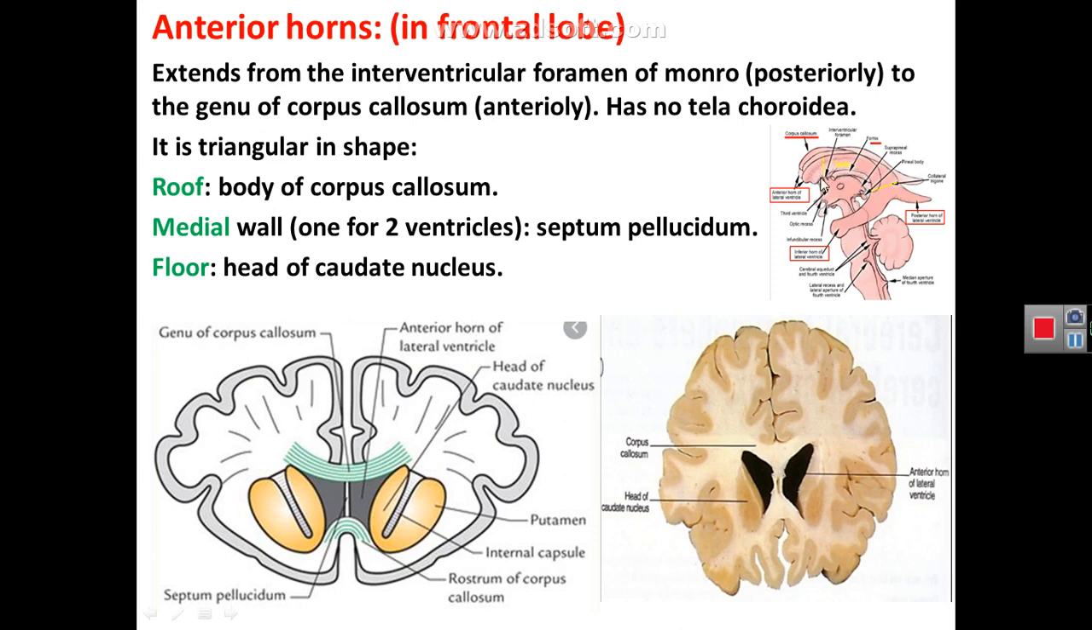The anterior horn of the lateral ventricle lies in the frontal lobe anterior to the interventricular foramen, extending till the genu of the corpus callosum. Because the tela choroidea reaches the interventricular foramen, the fold of pia then returns back posteriorly to reach the region below the splenium of the corpus callosum. Therefore, the anterior horn does not contain a tela choroidea. The anterior horn is bounded superiorly by the corpus callosum, medially by the septum pellucidum only, there is no fornix medially, and the floor or lateral boundary is formed by the head of the caudate nucleus.